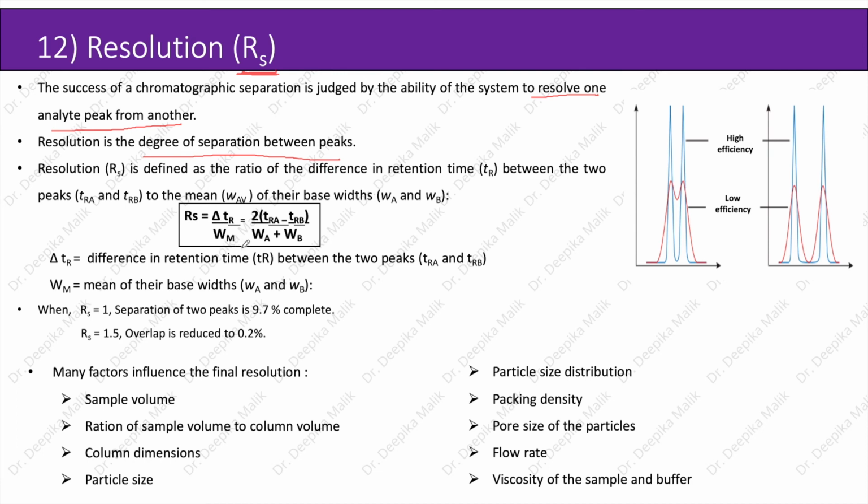their base widths. TRA describes the retention time for analyte A, TRB describes the retention time for analyte B, WA is the base width for analyte A, WB is the base width for analyte B, and WM is the mean of the base widths for analyte A and B. Now when resolution is equal to 1, separation of two peaks is 97% complete. And when the value of resolution is equal to 1.5, it means overlap is reduced to 0.2%.